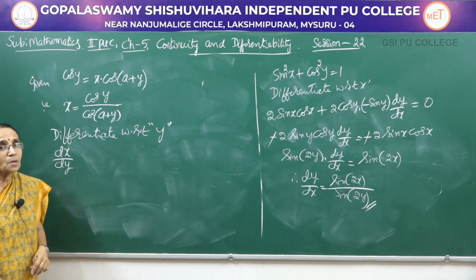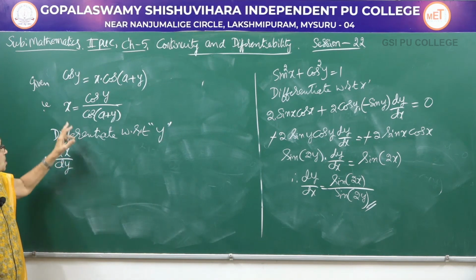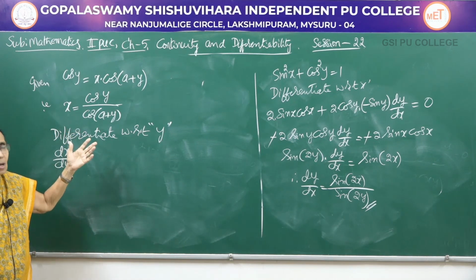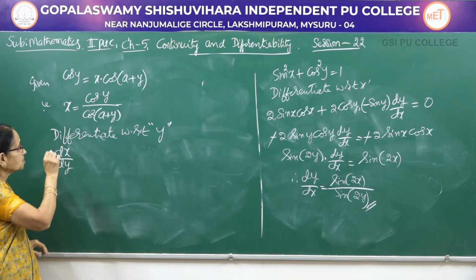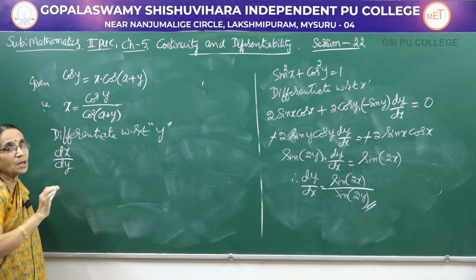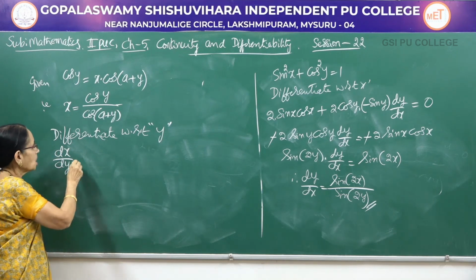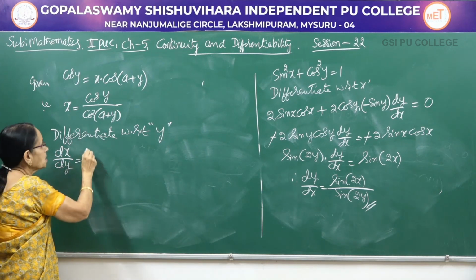Remember, we are differentiating with respect to y here. With respect to x means x becomes 1. With respect to y means y becomes 1, like that. Here x is the dependent variable, y is the independent variable. Now apply the quotient rule.